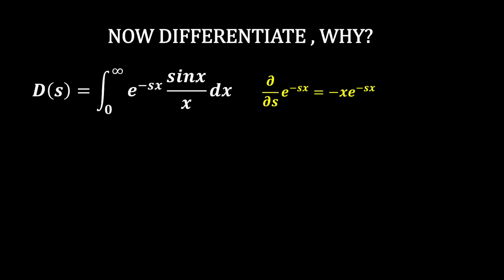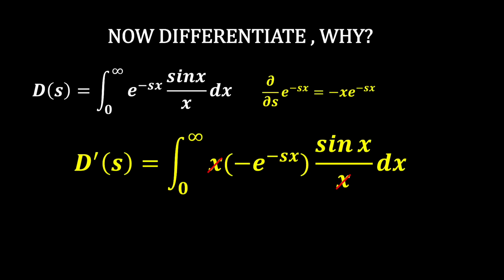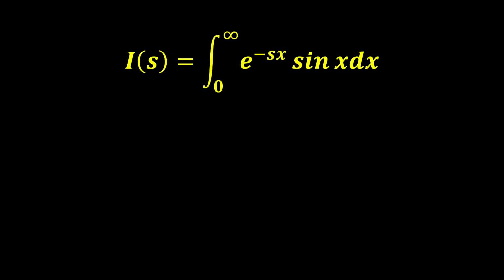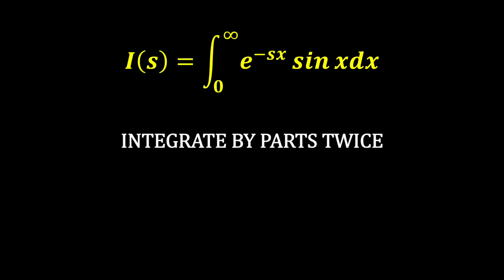The x in the denominator cancels, giving D prime of s equals minus the integral from 0 to infinity of e to the minus sx times sine x. Call this new integral I of s. To evaluate it, integrate by parts twice.